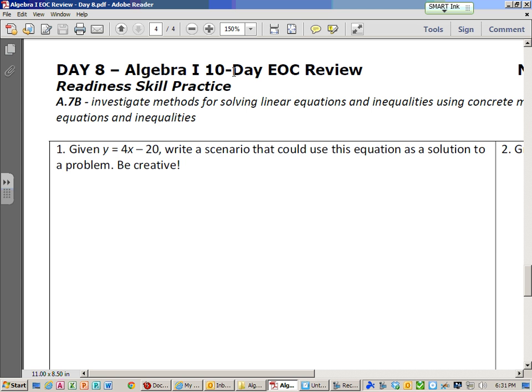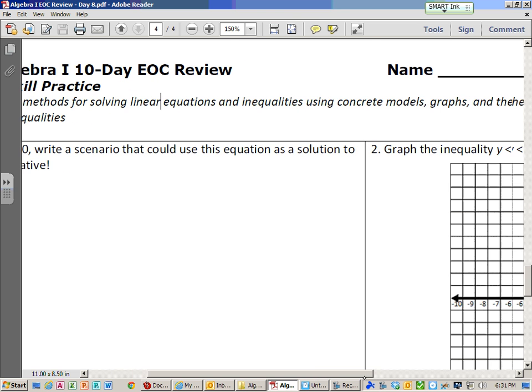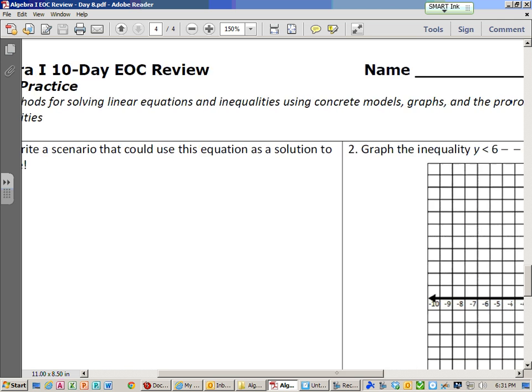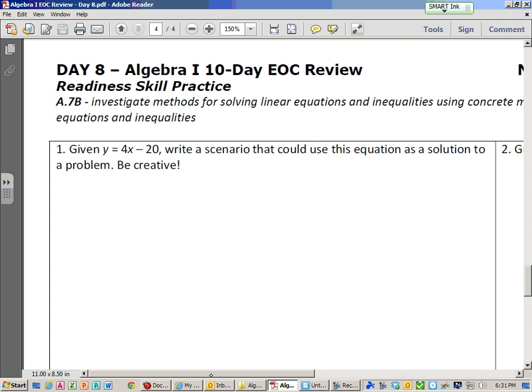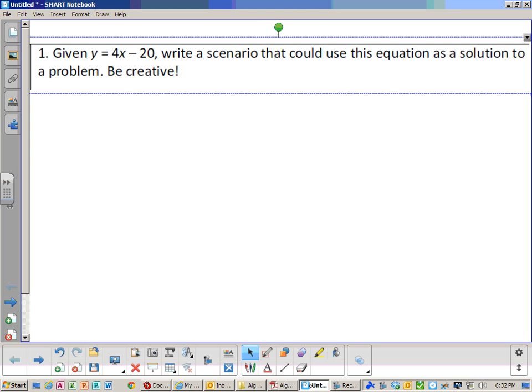Today, you're going to be looking at solving linear equations and inequalities using concrete models, graphs, and properties of equations, right, to study problems. So let's take a look at our very first problem right here. It says, given y equals 4x minus 20, write a scenario that could use this equation as a solution to a problem, right? So we want to make up a problem that can use it as a solution.